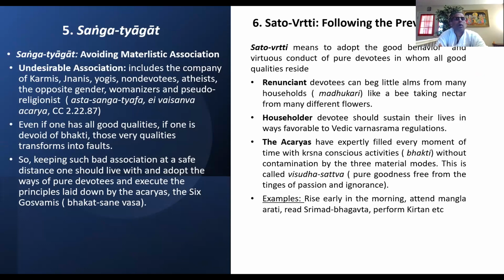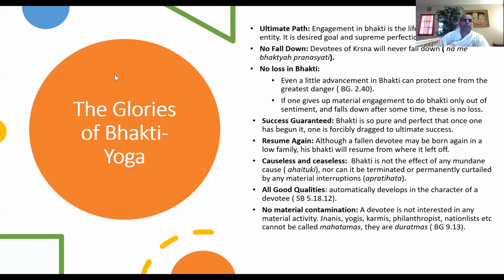Don't associate with worldly people, who are not trying to be devotees of Krishna. And then the last item is Satvriti, which means to adopt the good behavior and virtuous conduct of the pure devotee in whom all good qualities reside. Devotees have 26 principal qualities, which we read in the Bhagavad Gita. So slowly and slowly try to develop those qualities. In the last part, Prabhupada is giving a beautiful summary of how powerful bhakti is. If you want to really understand all the key highlights of bhakti, I have very much highlighted the key points that are given there.